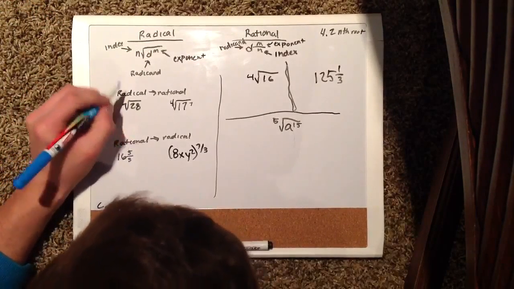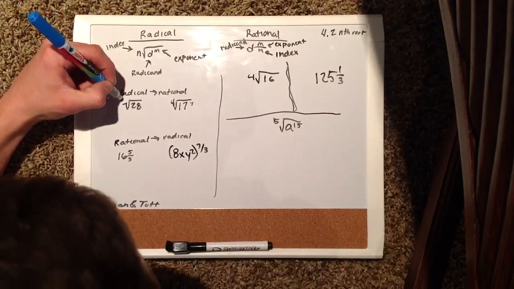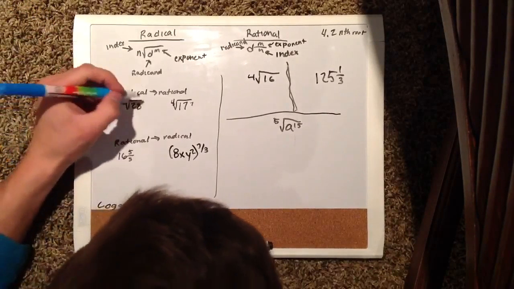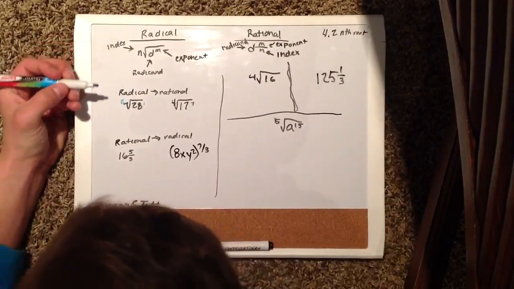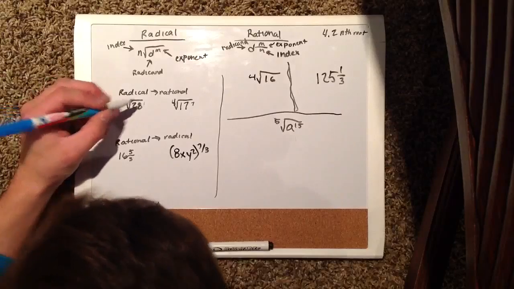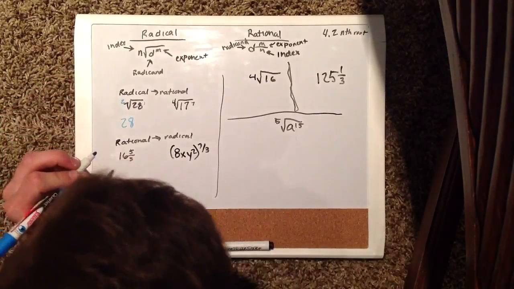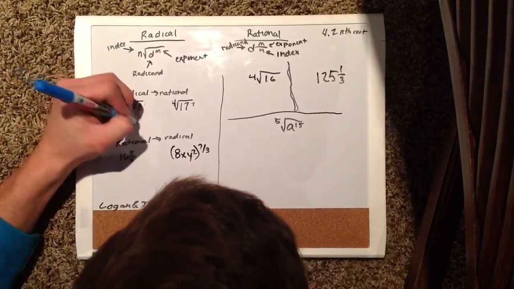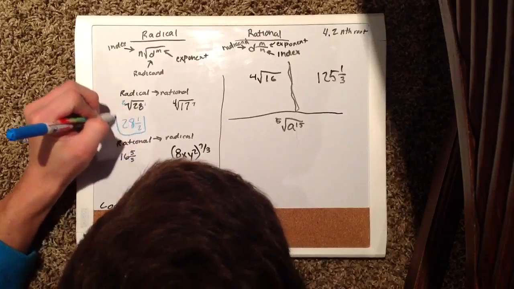If there is no index, then you immediately know that the index is going to be 2. If you're given no exponent, you know the exponent is going to be 1. So now, as you do this, you take the radicand, apply it there, and then you do the exponent over the index. And then here is your answer.